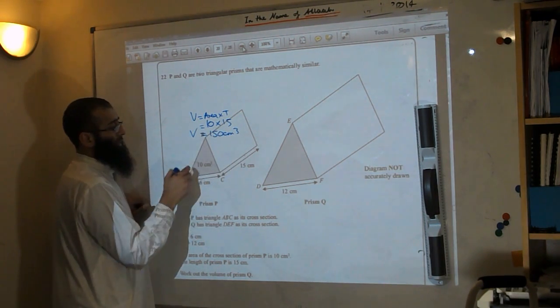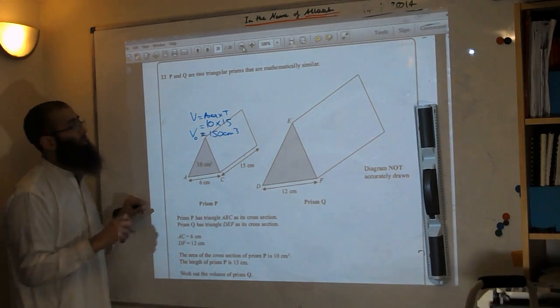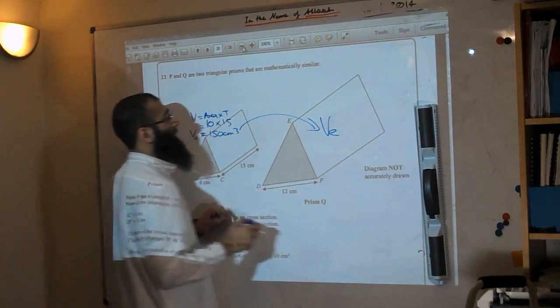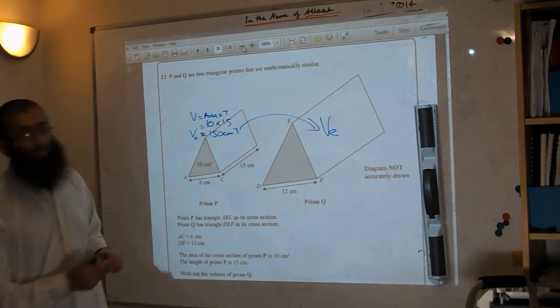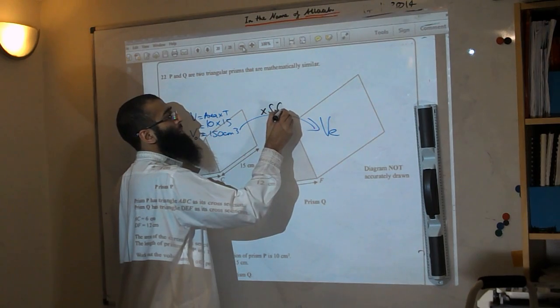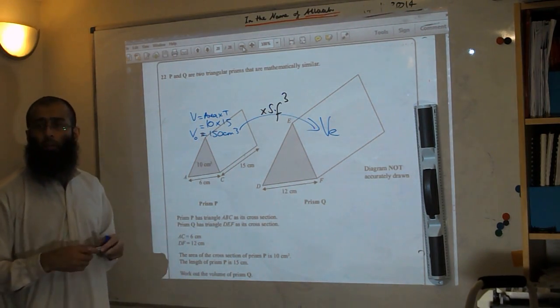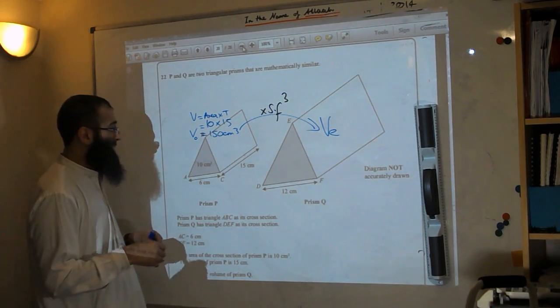So the volume of the original shape is 150 centimeters cubed. And then we're going to take it to this volume, which is the volume of the large shape. Now, when we are dealing with similar volumes, what do we do with the scale factor? We have to multiply by the scale factor cubed, because it's volume. Remember that from the last lesson? Yeah. It's coming back now.